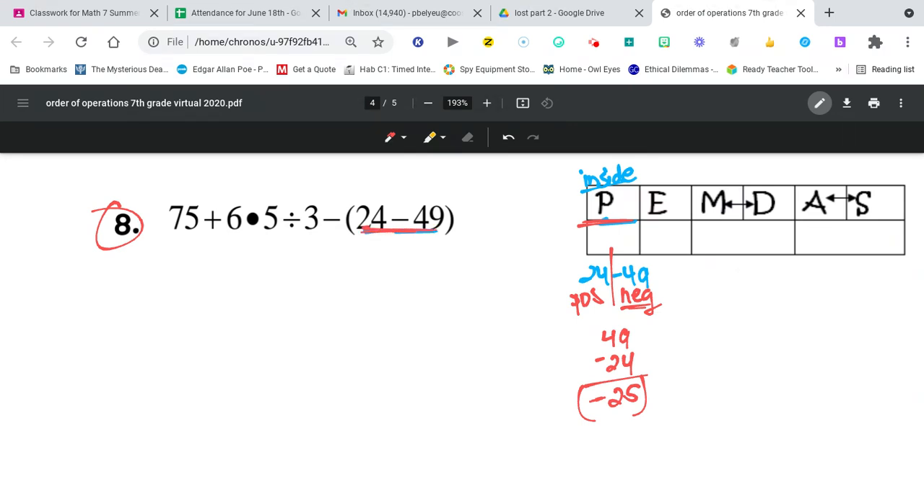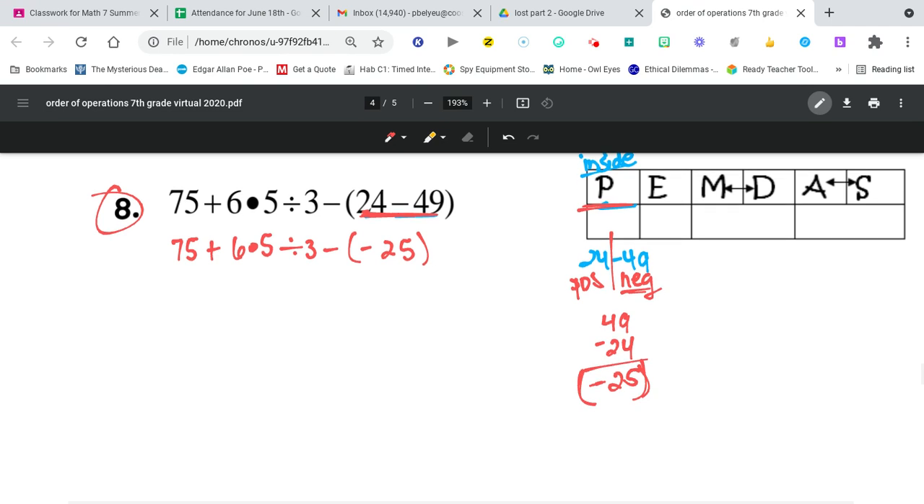So when you get to these two numbers in parentheses, replace that part with negative 25, okay? So bring down 75, bring down plus 6 times 5 divided by 3, minus, and inside the parentheses, I'm going to put the negative 25, okay? Now look for exponents. Well, in this problem, there are no exponents. Not right in here on this line of math. Then look for multiplication or division. Well, I see multiplication is that little dot. That means that's what multiplication can be represented that way.